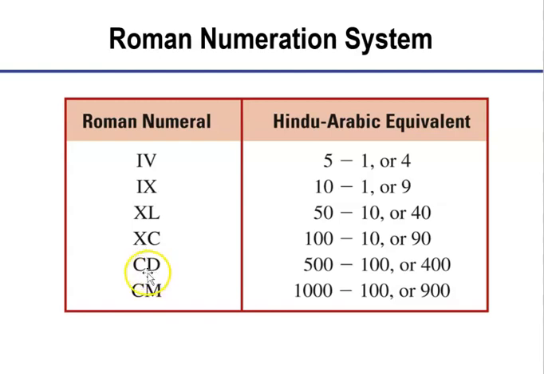D is 500. I have a hard time remembering that D is 500. C is 100. 500 minus 100 is 400. And CM, M is 1,000. C is 100. That would give us 900. So that subtraction property can sometimes make things confusing, but it is using fewer symbols.